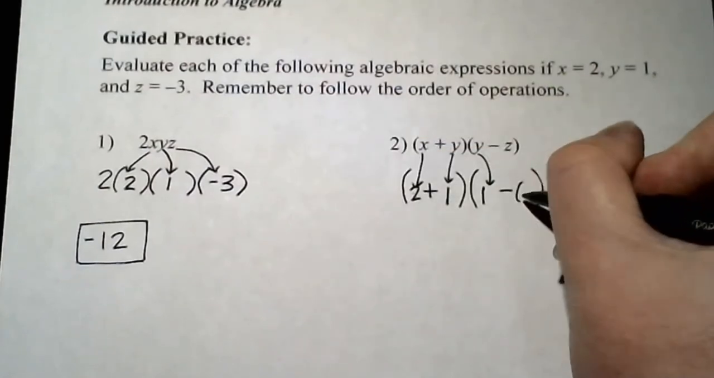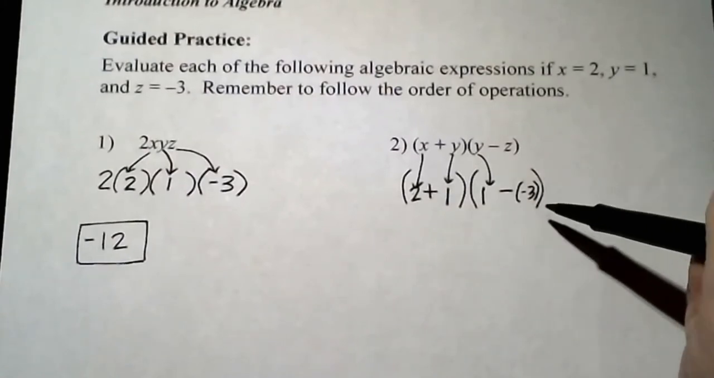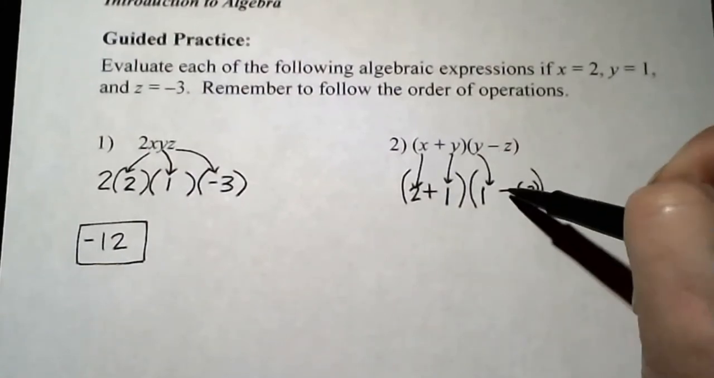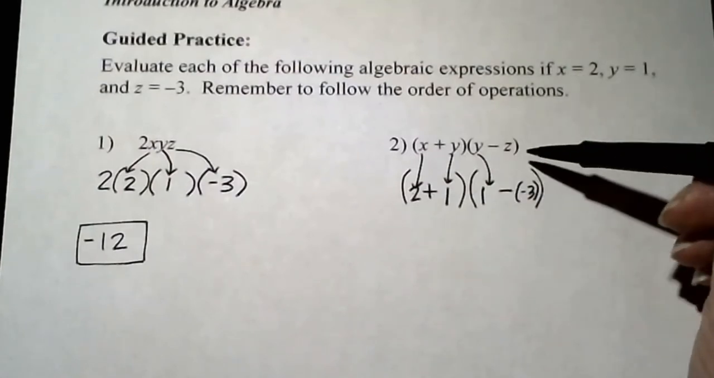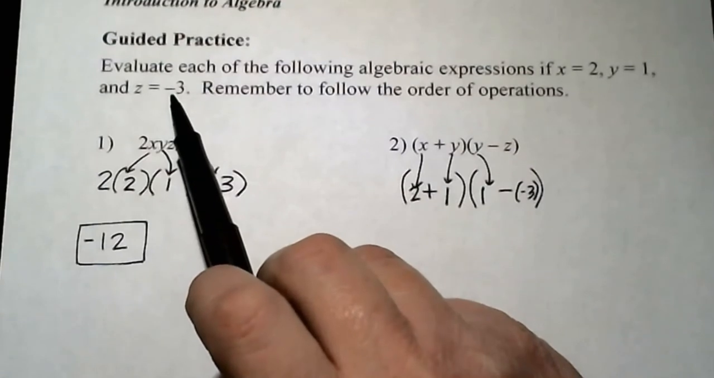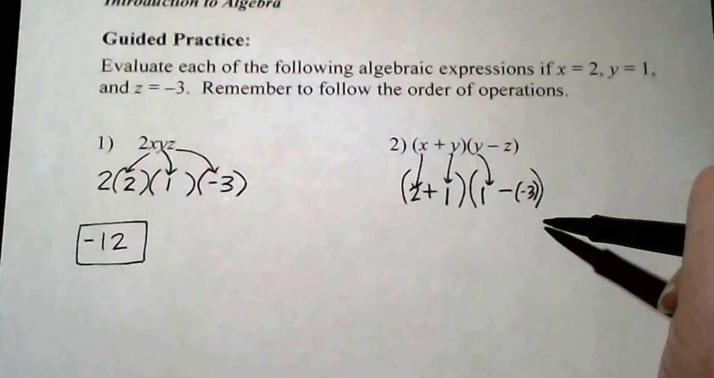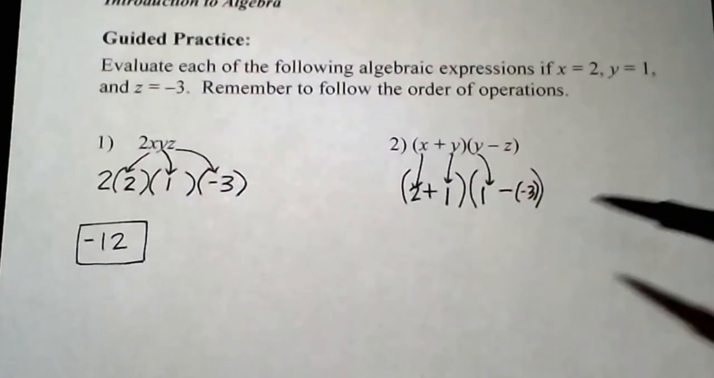So when you plug this in, you need to be very careful that you account for the subtraction sign that was part of the expression and the negative sign that's part of the number. So it looks something like this. Now I'm going to plug this all into my calculator.